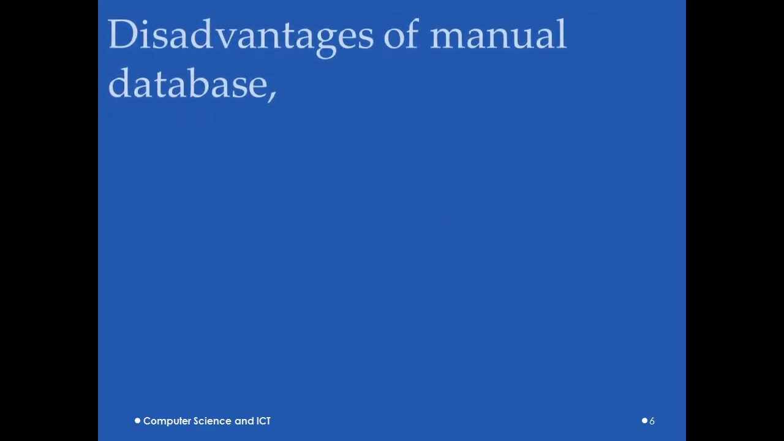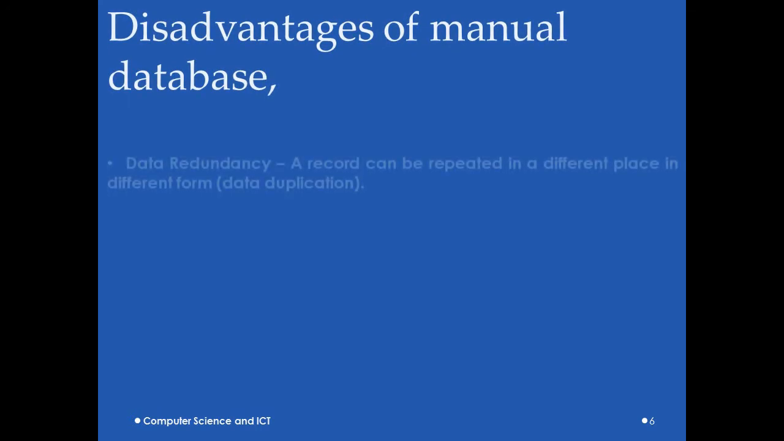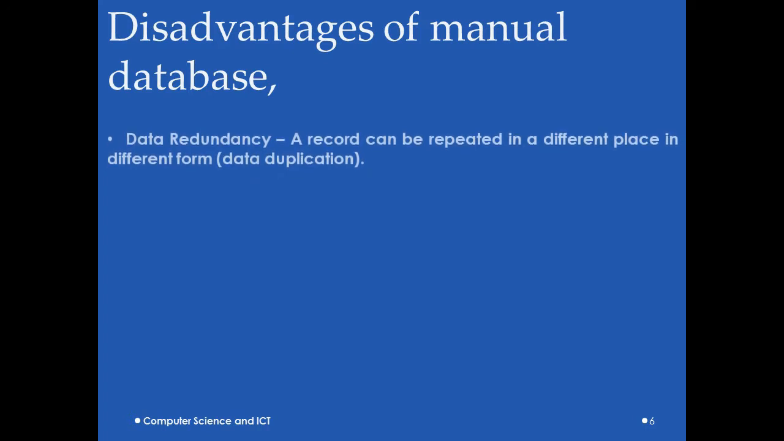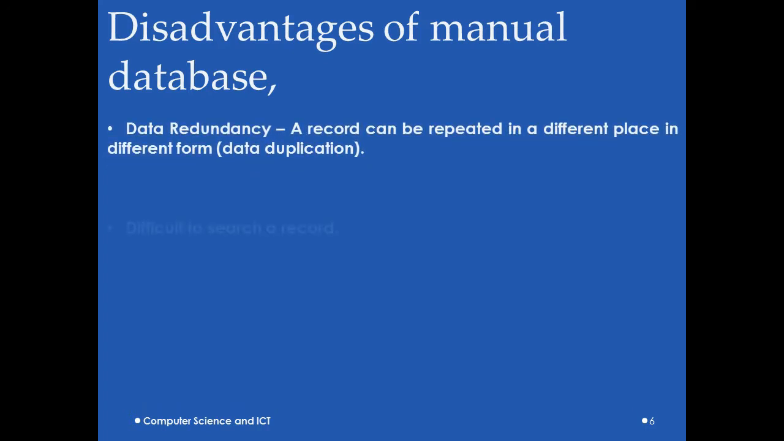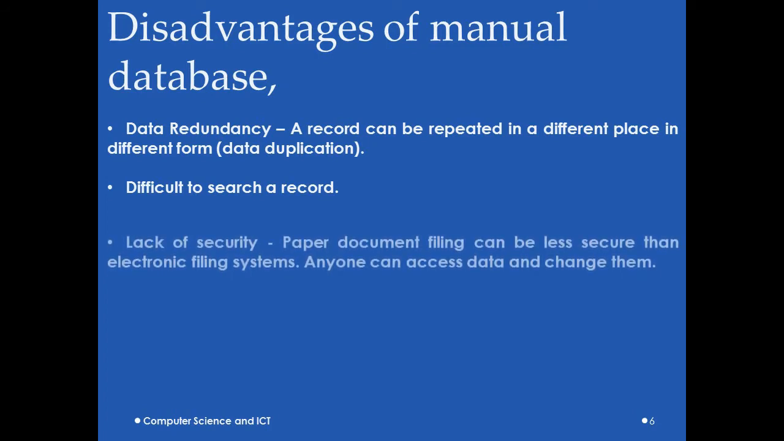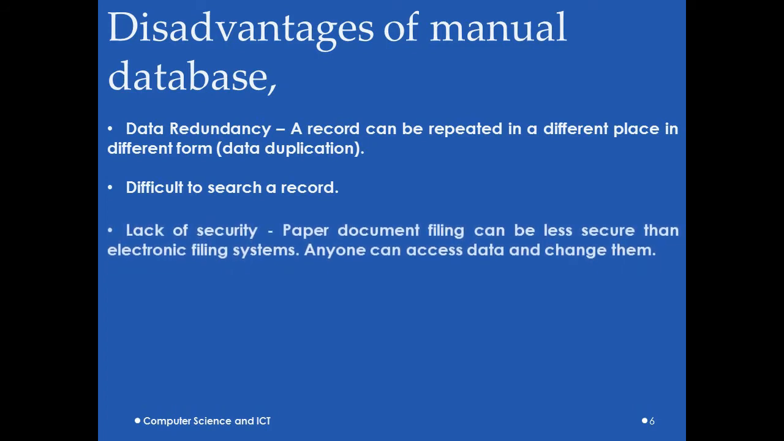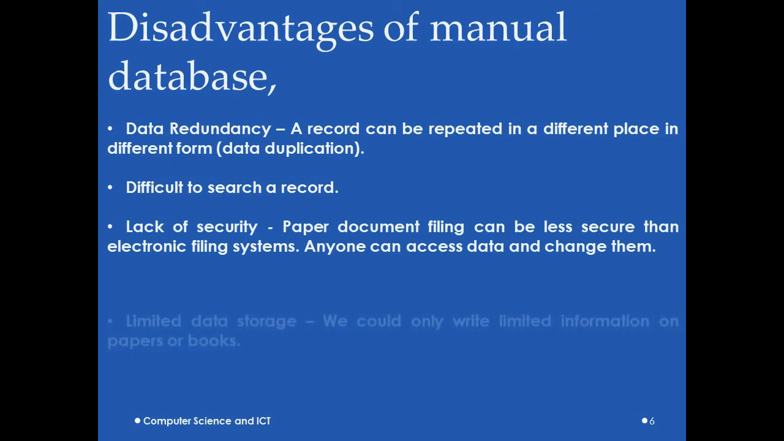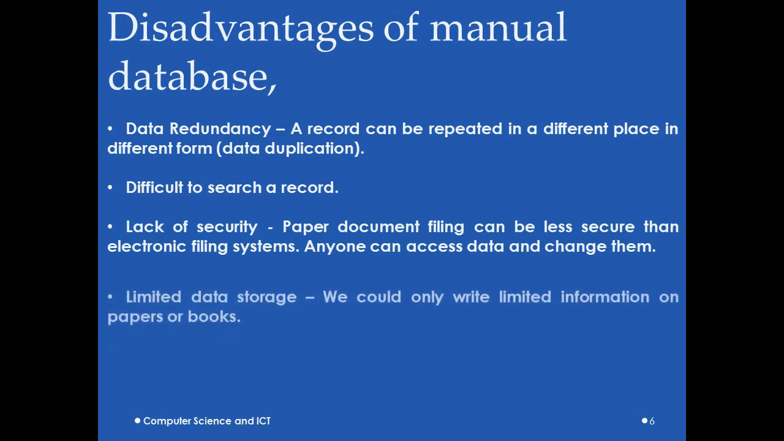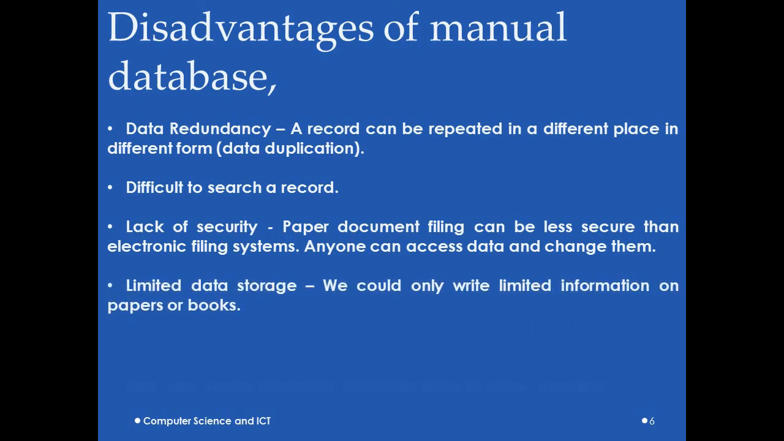So when we talk about disadvantages of manual database, a record can be repeated in different places, in different forms. So simply we can call this data duplication or data redundancy, and it's difficult to search for records. Then lack of security. Paper document filing can be less secure than electronic filing systems. Anyone can access data and change them.